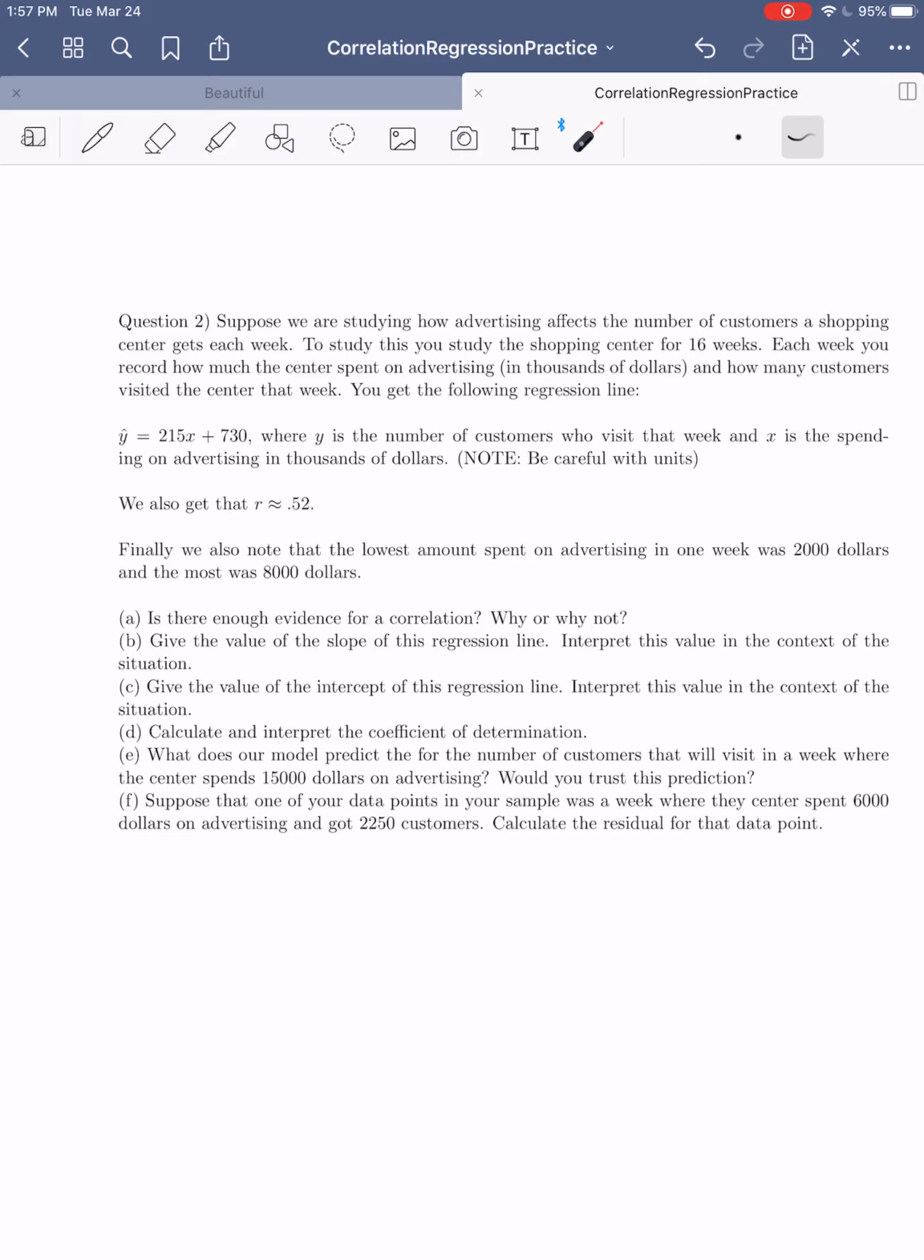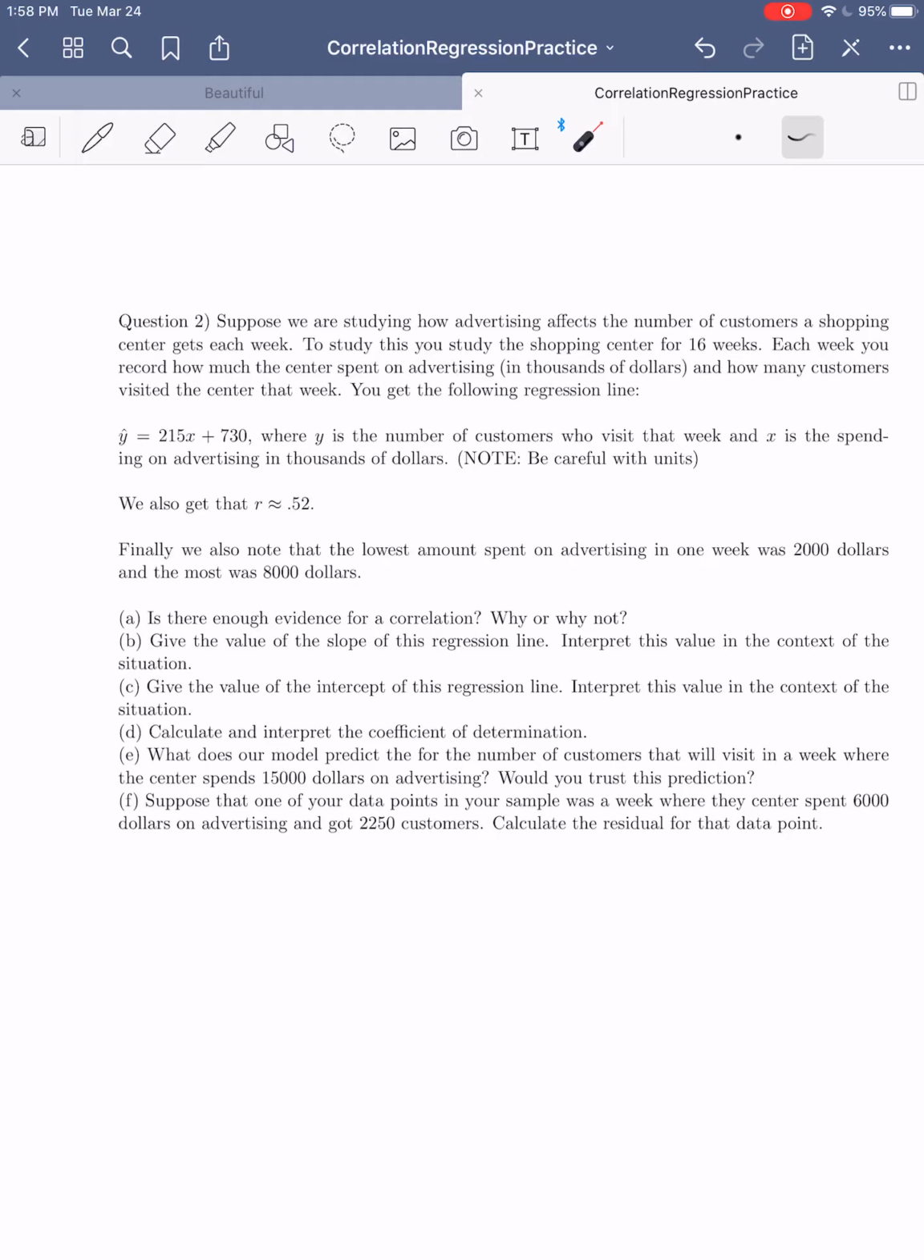So we're going to work through a couple things like this, talking about is there evidence for a correlation. We'll talk about the slope and the intercept. We'll talk about the coefficient of determination. We'll make a prediction, and we'll calculate a residual. So this will be very similar to the previous one. The only big difference here is we don't have the raw data. Instead, we have the summary of the analysis of the data and of the LSR here. So let's go ahead and take a look at doing these pieces here.